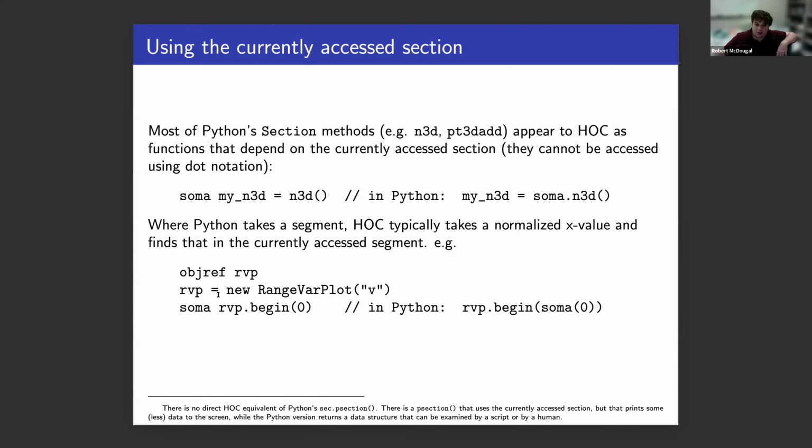By the way, if it's only one line, you can drop the curly braces. So soma of RVP dot begin parentheses 0 sets the section that we're talking about to be the soma, because HOC has no concept of soma as an object, or segments for that matter. Remember, range of plot shows the path between 2 points. Instead of passing into the range of plot that I want to start at soma of 0, which is what I'd say in Python, I set the section and then I just specify the X location. So anywhere that you'd see a segment in Python generally becomes an active section and an X location.